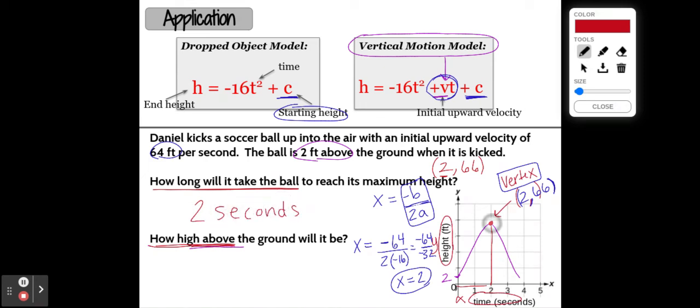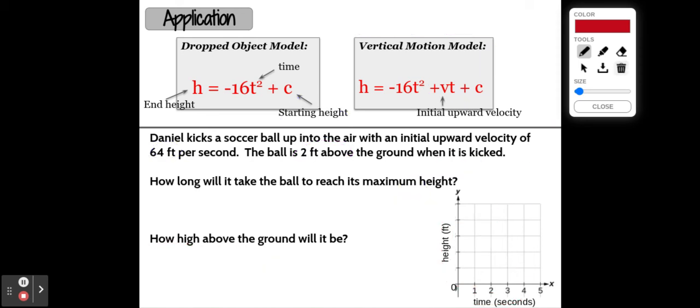And the maximum height here is the y right across here. And that y value is 66 feet. So when Daniel kicks the soccer ball, at 2 seconds after the kick, it's going to be at the highest point, and that's 66 feet before it starts to turn back down and head down to the ground. Woo, we did it. Okay, let's do one more application like this.